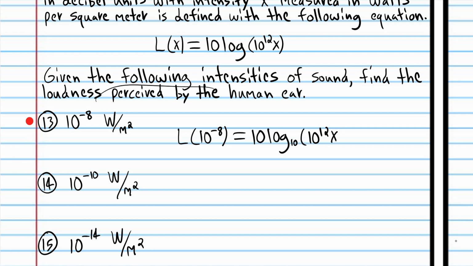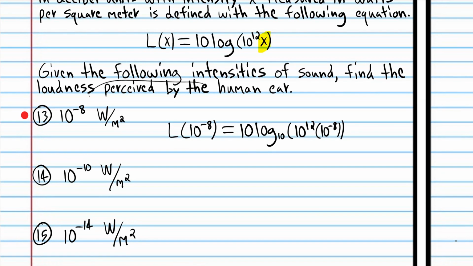Oh, I forgot to enter in the x value. That's 10 to the negative 8. Okay, so I plugged in my x value there. I just copied this there. And that base wasn't there, but I wrote it. And so do you see how we're using this formula here?